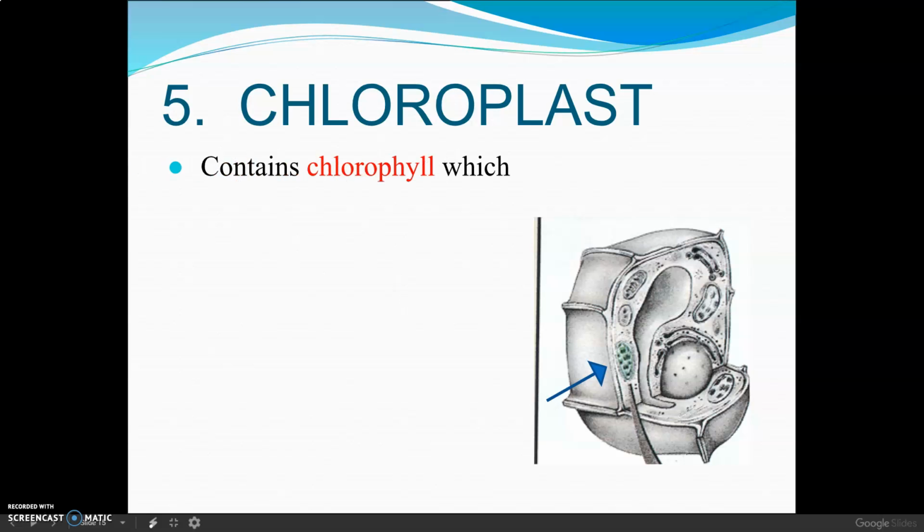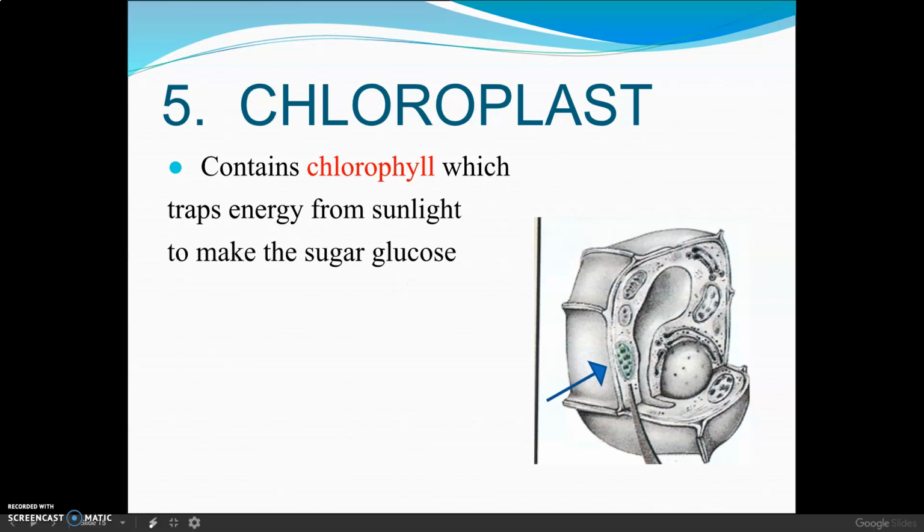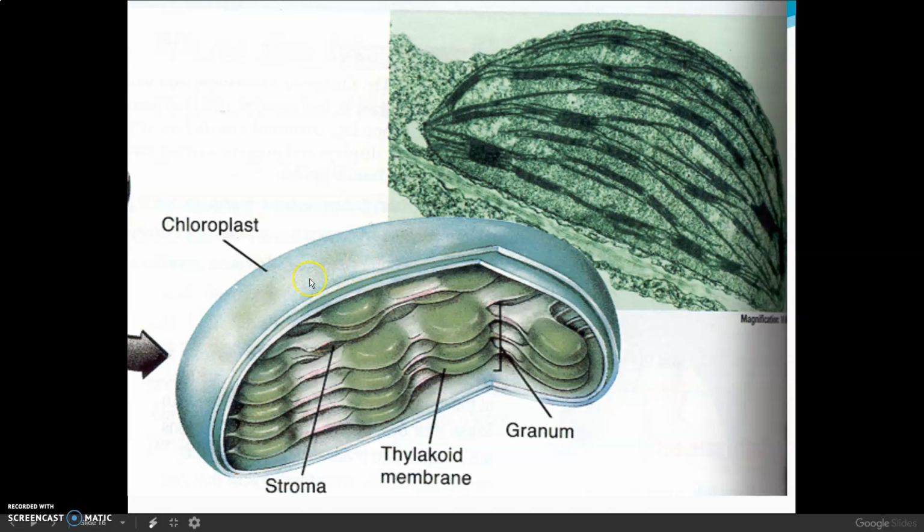Chloroplast. It contains chlorophyll, which traps energy from sunlight to make the sugar glucose. It's only found in plants and blue-green algae. And here's the diagram of the organelle chloroplast. Inside the chloroplast, these green stacks are called the thylakoid membrane, and the stroma is inside here as well.